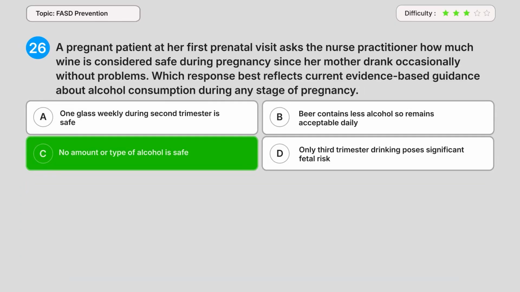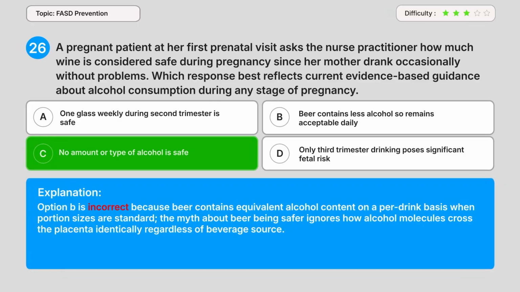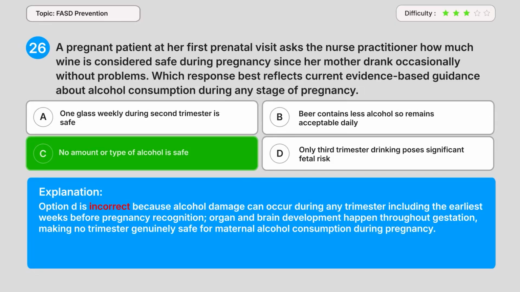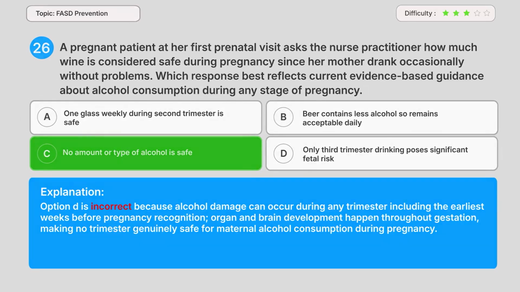Option B is incorrect, because beer contains equivalent alcohol content on a per-drink basis when portion sizes are standard. The myth about beer being safer ignores how alcohol molecules cross the placenta identically regardless of beverage source. Option D is incorrect, because alcohol damage can occur during any trimester, including the earliest weeks before pregnancy recognition. Organ and brain development happen throughout gestation, making no trimester genuinely safe for maternal alcohol consumption during pregnancy.